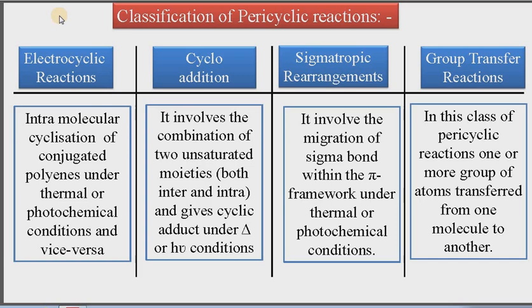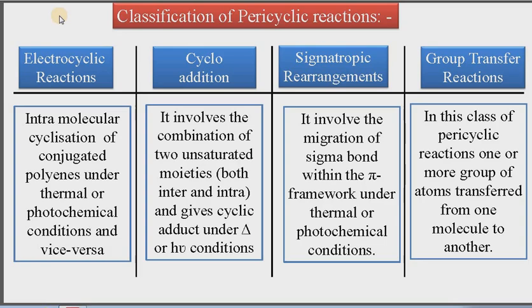So during these reactions, in case of ring closing, one new sigma bond is formed at the expense of one pi bond. Okay, and in the case of ring opening, one new pi bond is formed at the expense of one sigma bond. So this is the first class of pericyclic reactions, that is electrocyclic reactions.